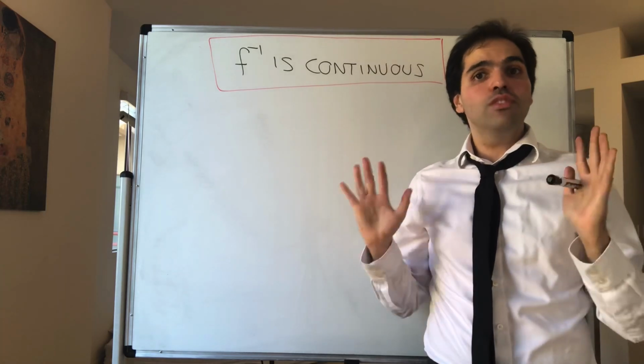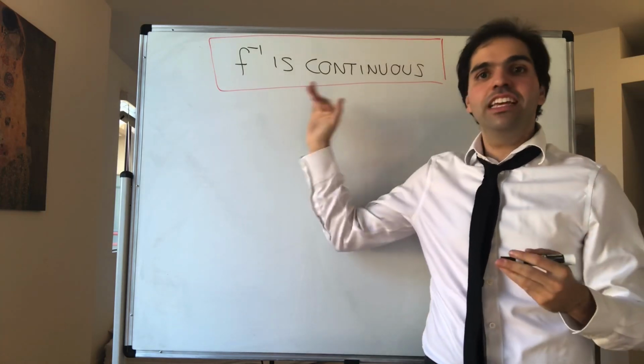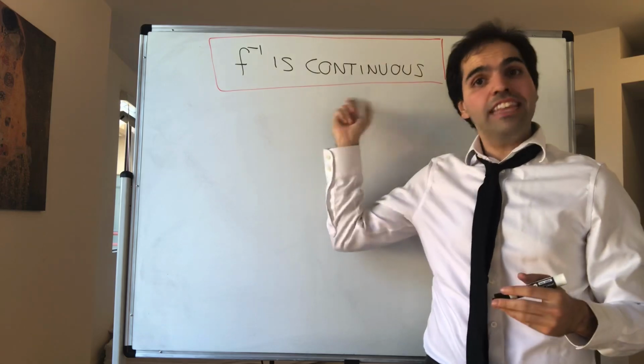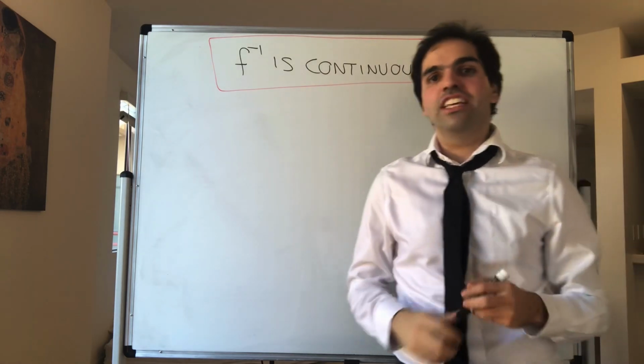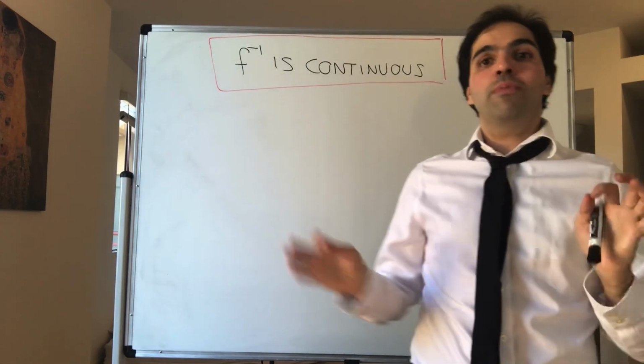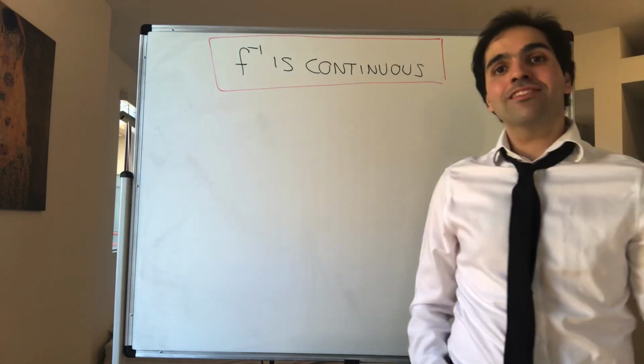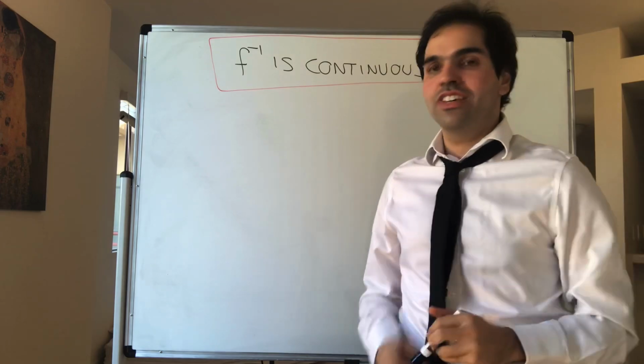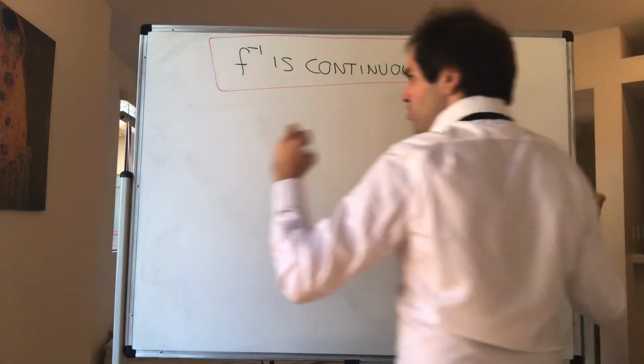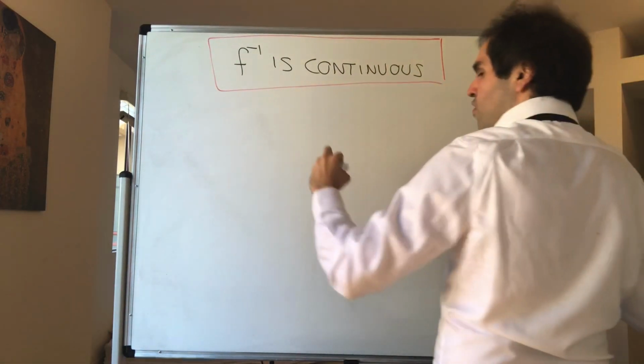Namely, if f is a real function that is continuous and one-to-one, then its inverse function is also continuous. In other words, this explains why functions like arctangent or square root of x or even ln of x are continuous. So, let me first of all remind you of what an inverse function is.